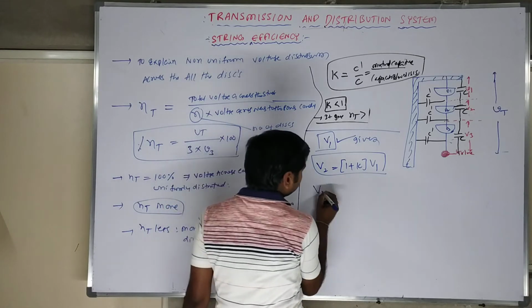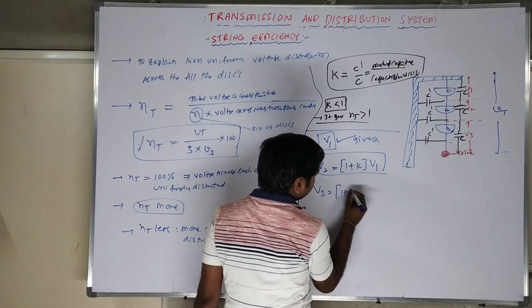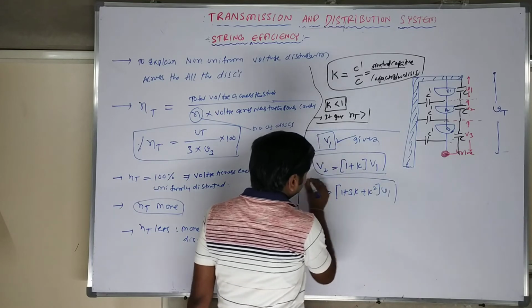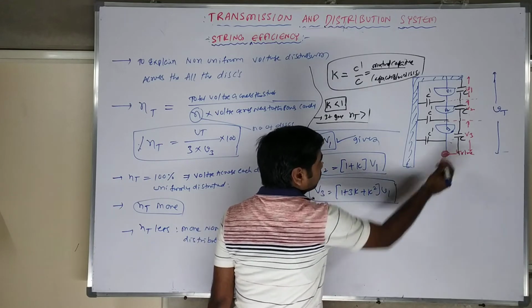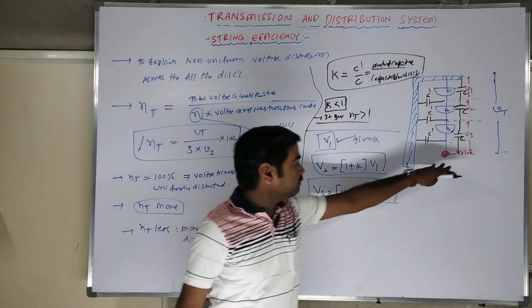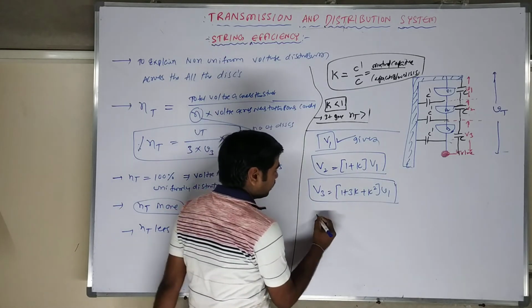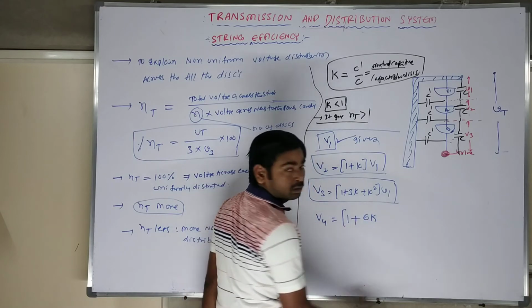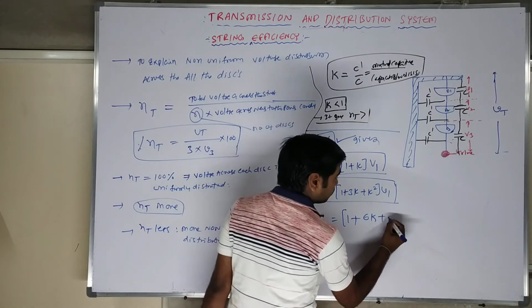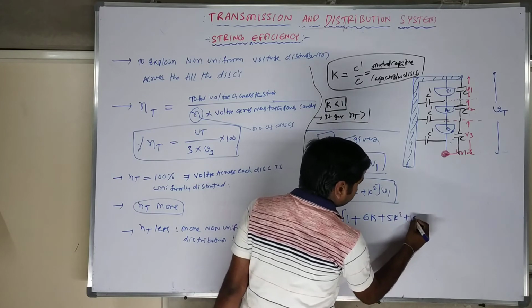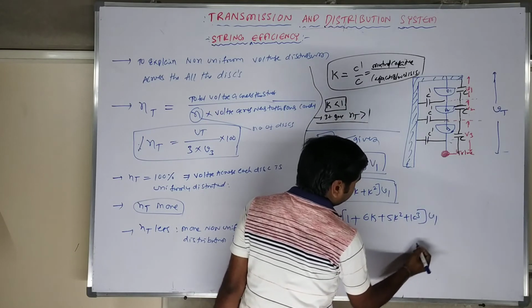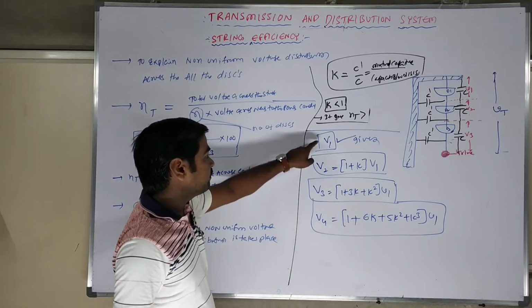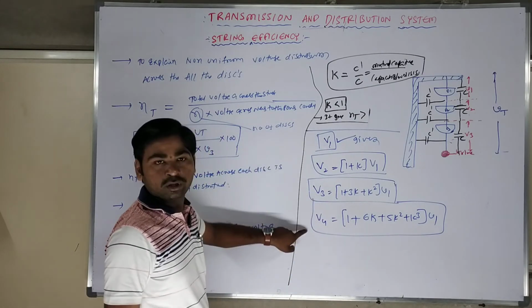We can write V3 is equal to 1 plus 3K plus K square into V1. This is the voltage across the third disk. If you want to continue for the fourth disk also, for your confirmation I am writing V4 equal to 1 plus 6K plus 5K square plus K cube into V1. This is V4. So if you know the V1 value, V2, V3, V4 can be calculated.